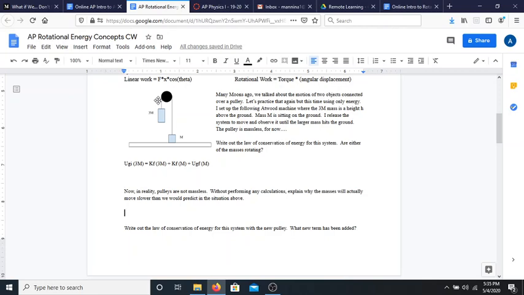Now, here's where it gets interesting. In reality, we always like to make the assumption in this class, we like to say that the pulley is massless. And it didn't really make much sense why we would say that before, but it will now. Because in reality, pulleys are not massless, which means that it takes some energy to have them start to rotate. All right? Now, because of this, our system looks slightly different.